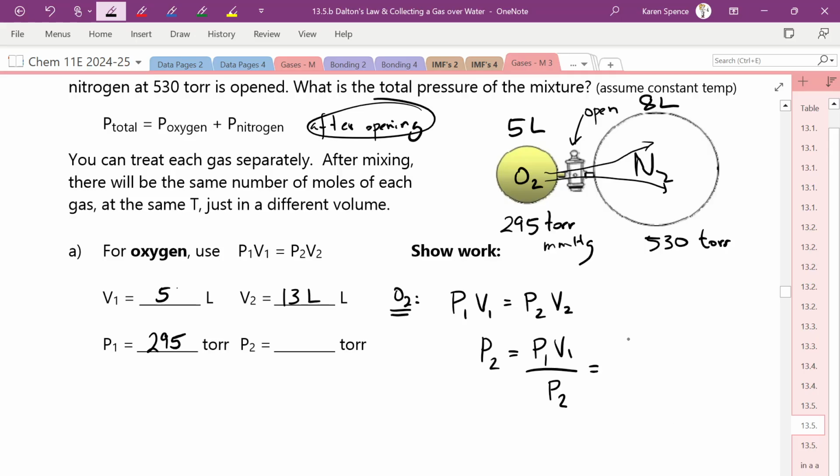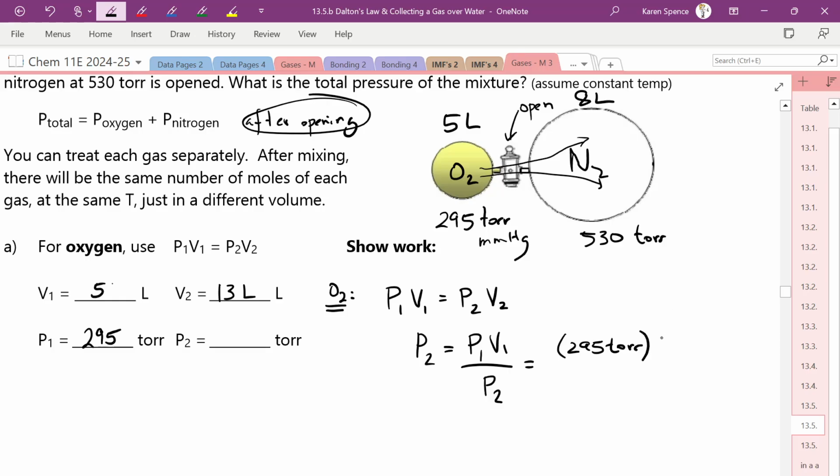And we would have, let's see, P1 is 295 torr, and it doesn't matter what unit because they're all the same, so we can just use whatever unit we have. And we have 5 liters over P2, which is 530 torr. And if we do our calculation, 295 times 5 divided by 530 equals 2.783.